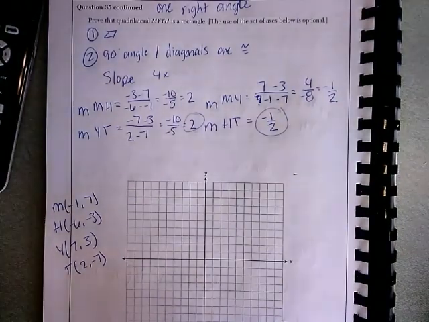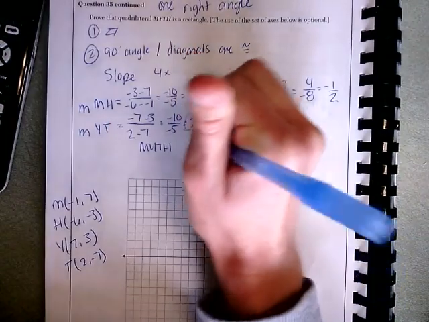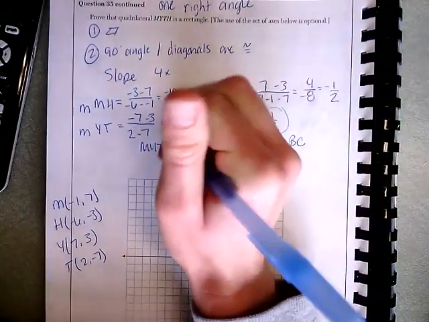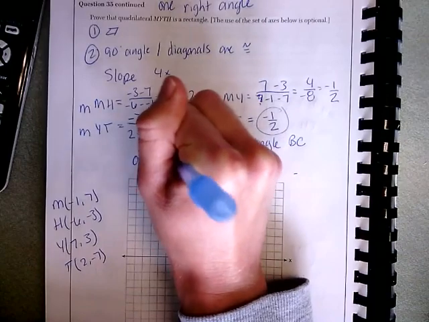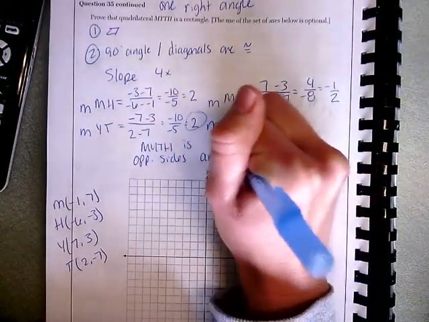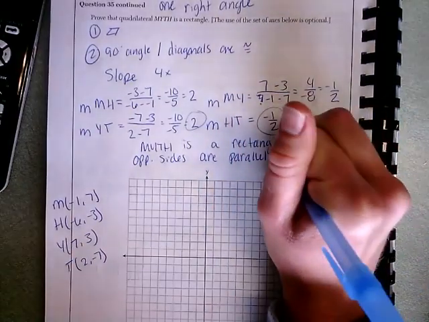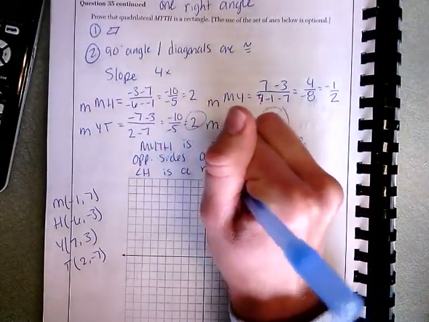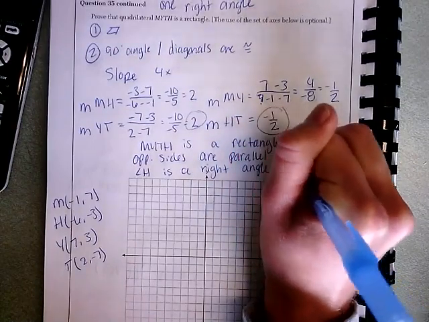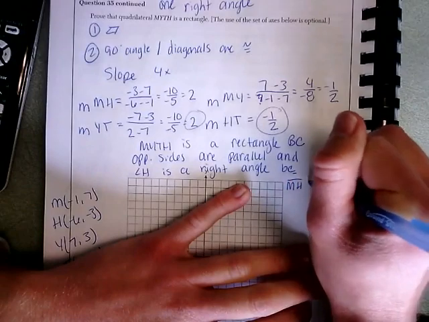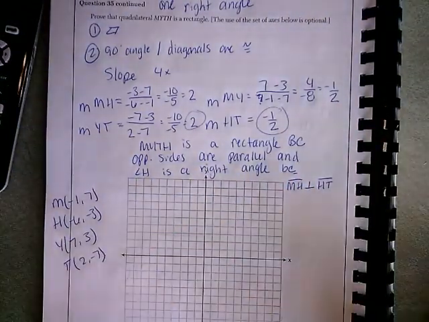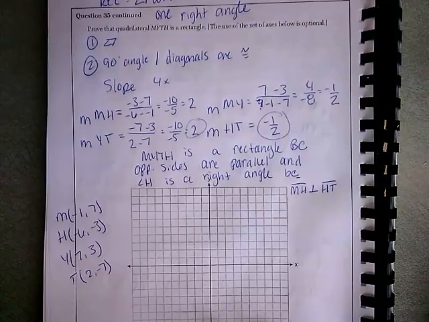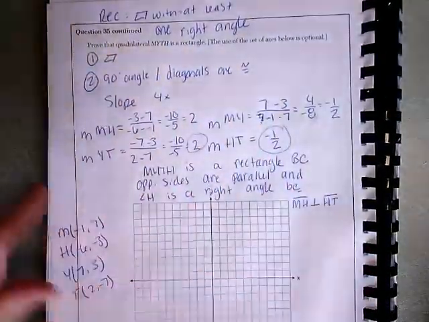Okay. So our statement can be: MYTH is a rectangle because opposite sides are parallel and angle H is a right angle because MH is perpendicular to HT. Now this does, remember, your statements do not need to be fancy. They don't need to be complicated. They just need to state what you're trying to prove and summarize the work that you have here.